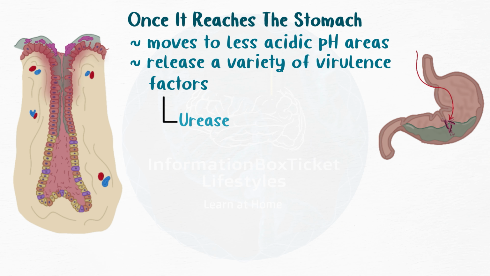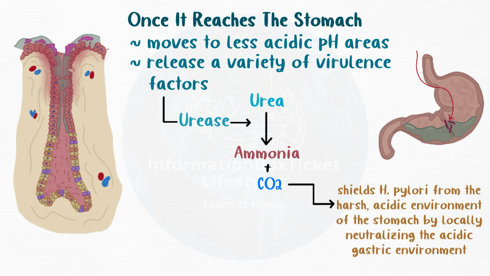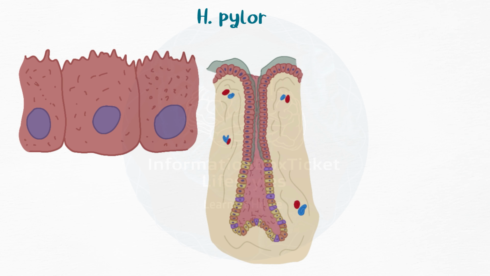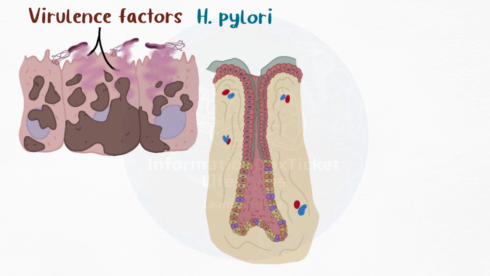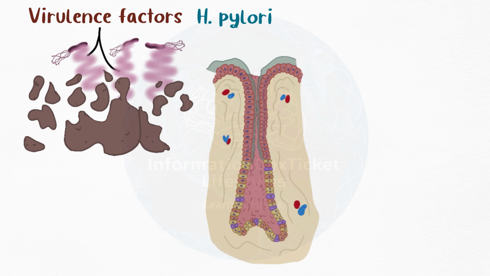Urease is one of the most vital enzymes for their existence, since it changes urea in the stomach secretions into ammonia and carbon dioxide. Basic ammonia shields H. pylori from the harsh, acidic environment of the stomach by locally neutralizing the acidic gastric environment. Although H. pylori itself usually does not enter epithelial cells, some virulence factors it produces do, and these molecules severely harm epithelial cells.